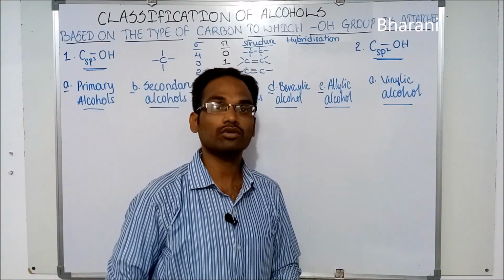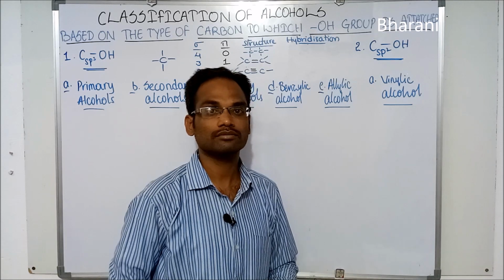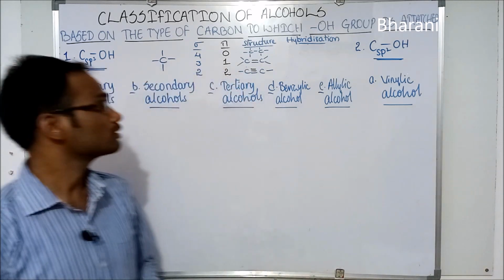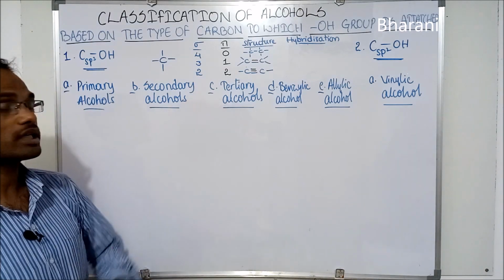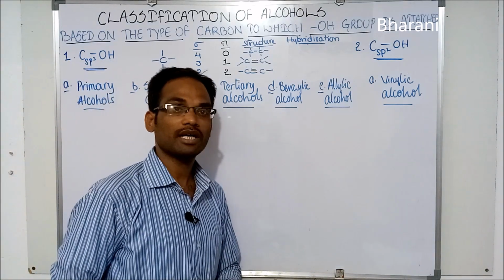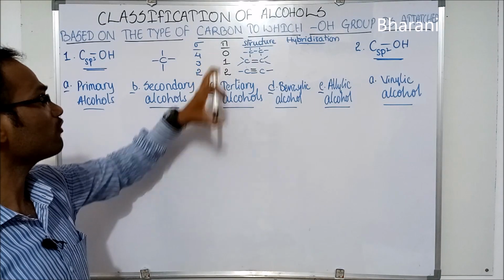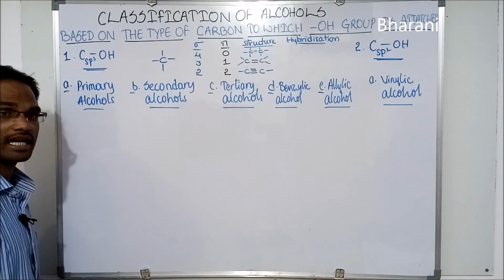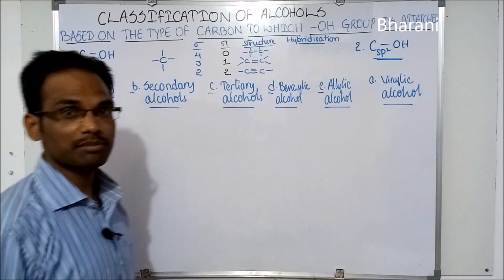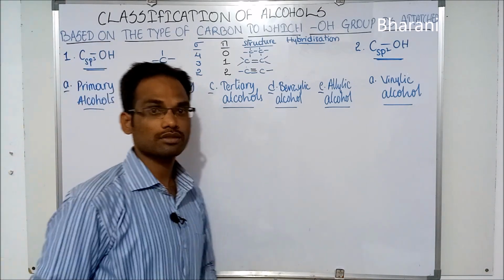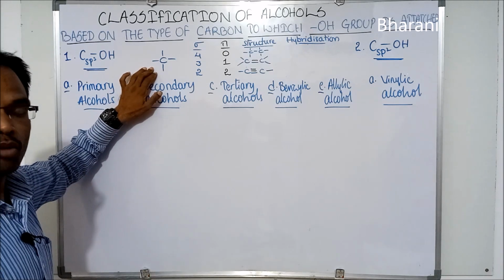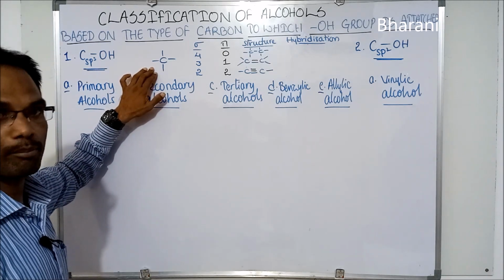How do we find out the hybridization of a carbon atom? That is the question. Now let me show you a simple trick to find out the hybridization of a carbon atom based on the number of pi bonds. You already know very well that carbon is tetravalent, that means it will form 4 bonds. Out of the 4 bonds, the bonds can be sigma or pi.